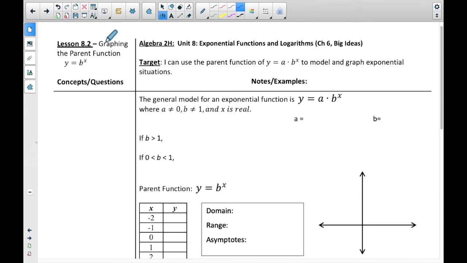Hi guys, this video today is going to cover graphing the parent function of y equals b to the x power. So y equals b to the x power is a simpler version of y equals a times b to the x. So y equals a times b to the x would be sort of like the standard form in a way, whereas y equals b to the x would be the parent function. It doesn't have the a on it, and so it's a little bit of a simpler form. Let's start off by talking about y equals a times b to the x, and then we'll get into graphing.